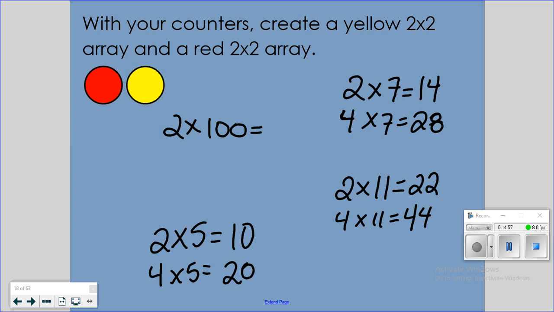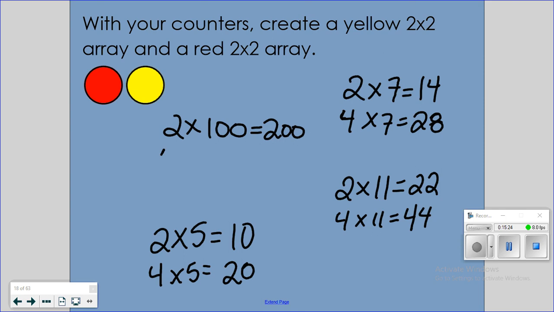Now, if you're thinking, that means I got to skip count by 2s 100 times. No. I would read it and think about what that looks like. 2 groups of 100. What does that look like, Bella? 200, because you're probably doubling one.